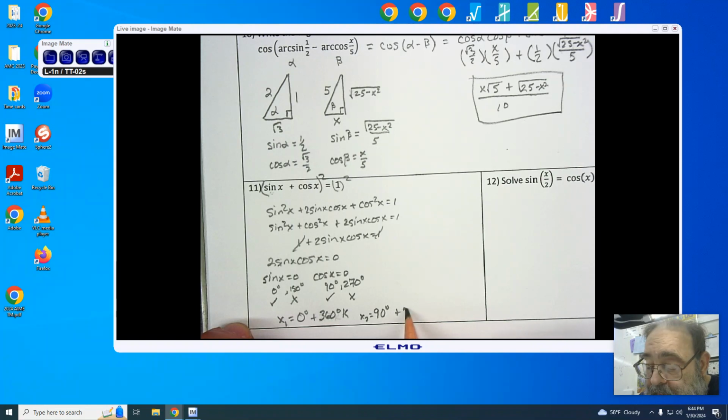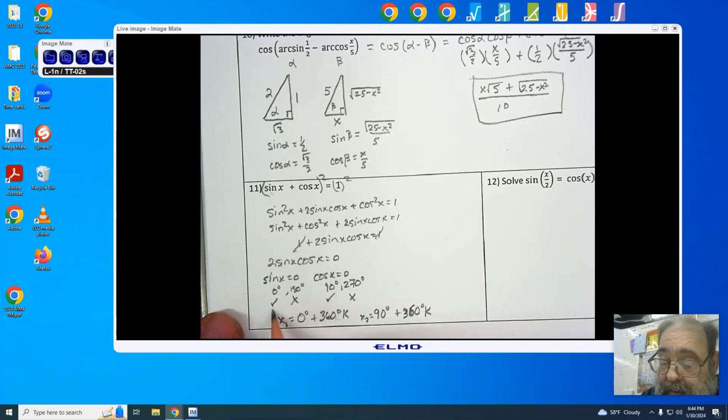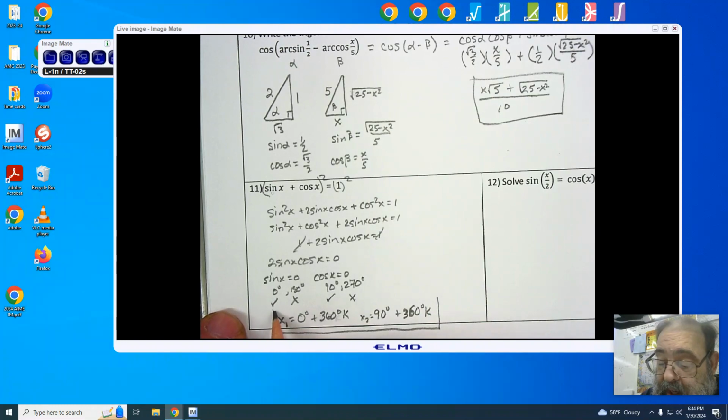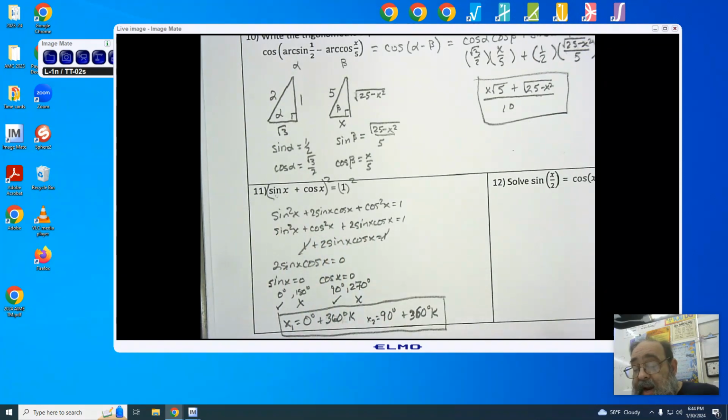So I have 360 degrees k. And those are my two solutions. That's what I'm looking for. The key here is to double check by plugging in your initial solutions into the original equation and then add your period.